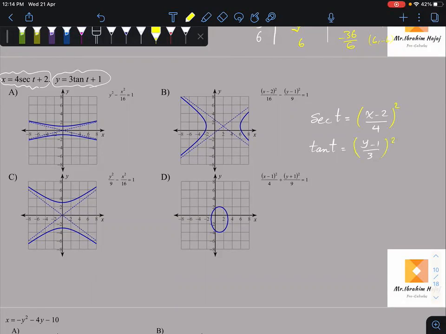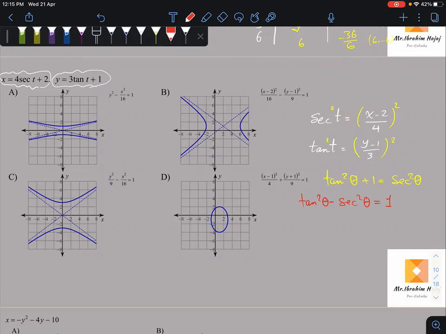And then we can square both of them. We will square, so it will be sec squared t and tan squared t. Okay, and then add them up. We know that tan squared theta plus 1 is equal to sec squared theta. This is the Pythagorean identity we know about tan squared and sec squared.